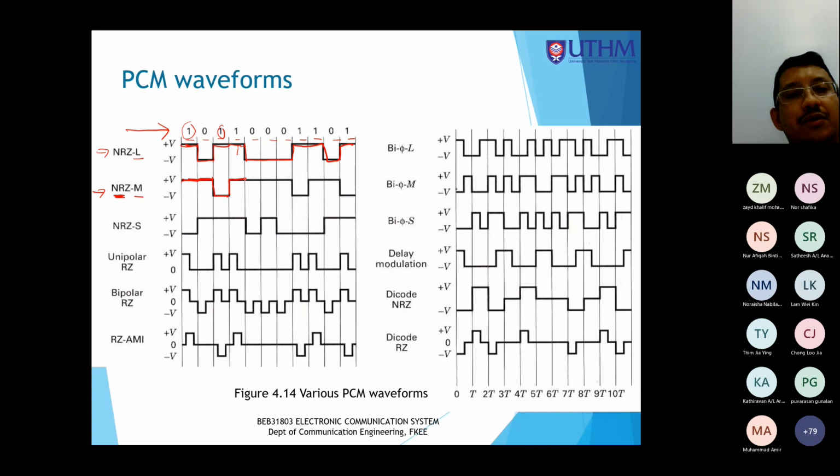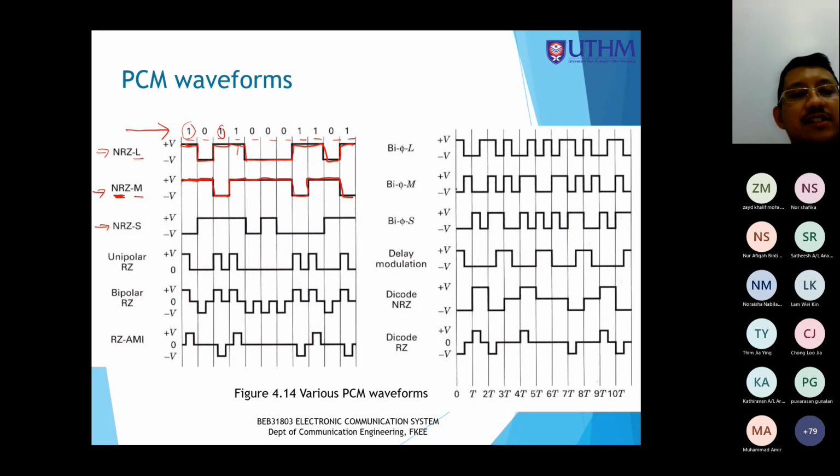Then logic 0, no change. Another logic 0, no change, no change. Then logic 1, alternate from positive to become negative output voltage. Then positive, no change, then negative. Okay, this is for NRZ mark.